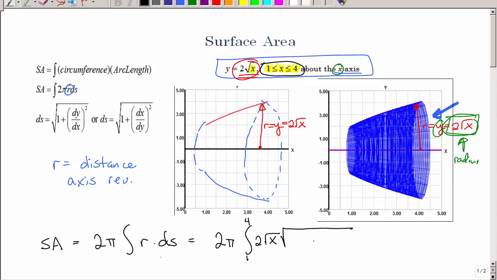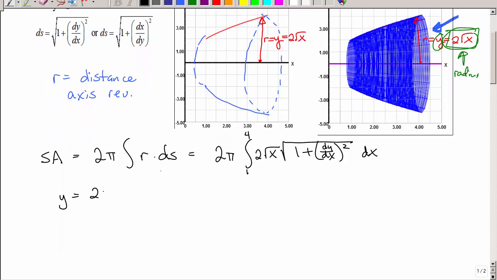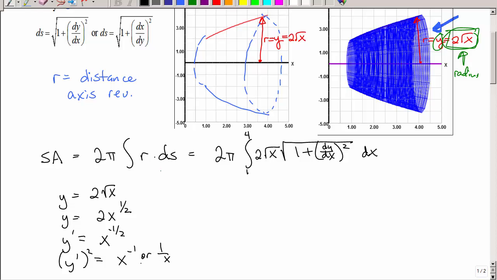And now what is my arc length? Well, remember my arc length is the square root of 1 plus the derivative of the function squared. And again, since my function is in terms of x, that's going to be quite nice. So I have dy dx quantity squared. So if I have y equals 2 times the square root of x, that's y equals 2x to the 1/2. The derivative, bring down the half, subtract 1 from the exponent, I get x to the negative 1/2. And if I square that, I'm going to get x to the negative 1, or 1 over x.